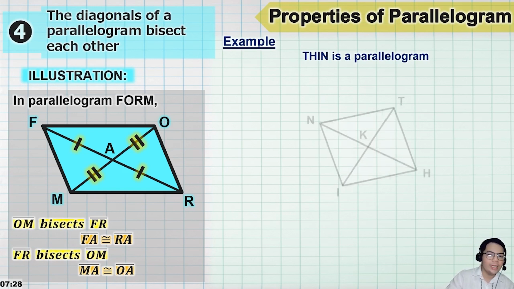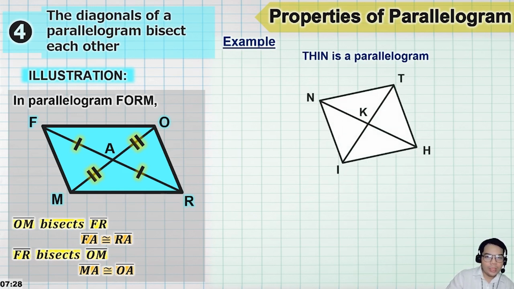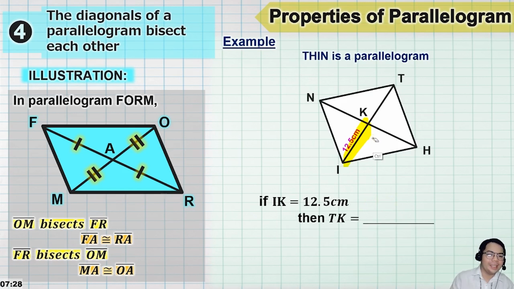So we have here parallelogram THIN. So for example, if IK, ayan, I think this one is IK, ito. Line segment IK measures 12.5 centimeters. So class, ano sa tingin nyo yung measurement ni line segment TK? Since diagonals bisect each other, those two segments are congruent, therefore, they're also going to be 12.5 centimeters.